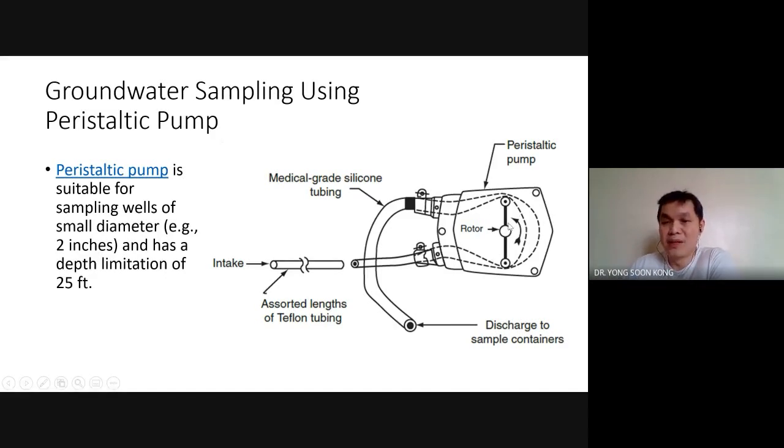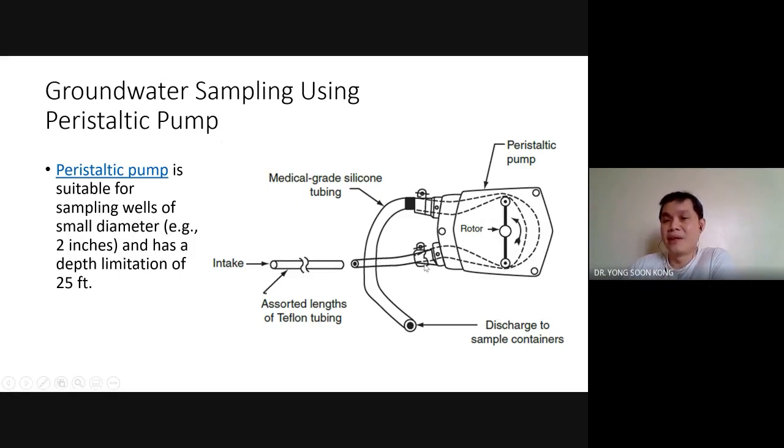So from the top, you can see this peristaltic pump. It's coiled with the tube. Now this tube, one end goes into your sample bottle on the surface. So imagine that you're sitting on the soil surface. This one is what you're holding in order to insert into your sample bottle. The other end will be placed into the tube well. So this one has to be very long.